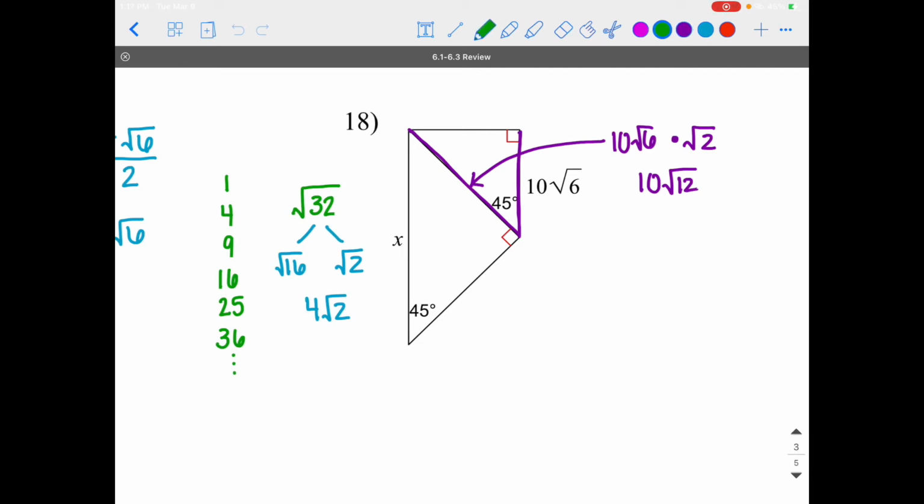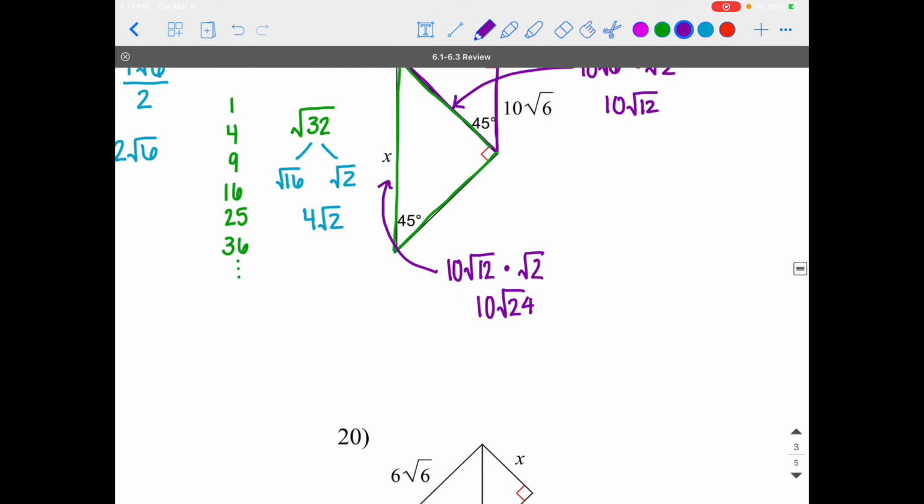So we have a 45, 45, 90, where a leg is 10 square root of 12. So in order to do the hypotenuse, we have to multiply by square root of 2. And we get 10 square root of 24.